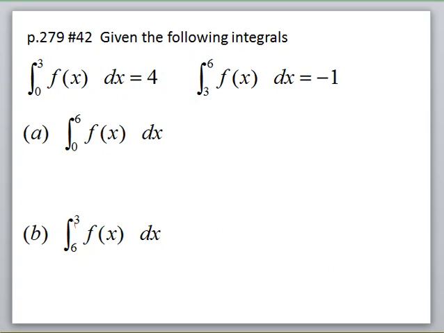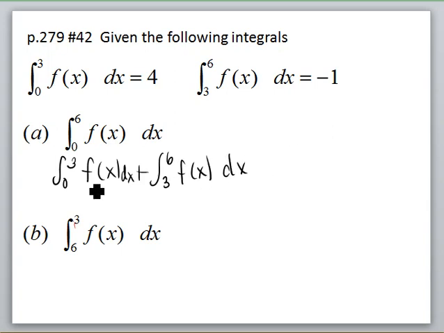In this problem, I'm given that the integral from 0 to 3 of f of x dx is 4, and from 3 to 6 of f of x dx is negative 1. We're supposed to find the area from 0 to 6. What I notice is I actually have from 0 to 6 if I just combine them. So I'm going to write this out: 0 to 3 of f of x dx, plus from 3 to 6 of f of x dx. Well, I know this to be 4 from the information given, and I know this to be negative 1 from the information given, so that means my combined area would be 3.